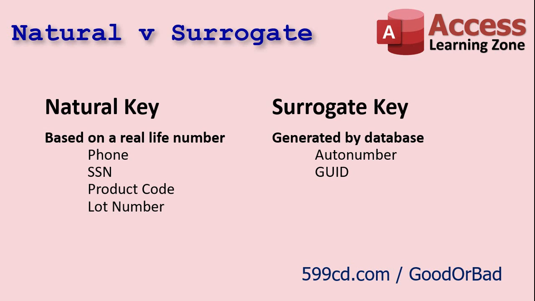A surrogate key is something completely generated by the database. It could be an auto number, whether incremental or random. It could be a globally unique identifier. Any kind of auto number that's generated by the system is a surrogate key. In Access databases, especially for beginners, we stick with auto numbers.